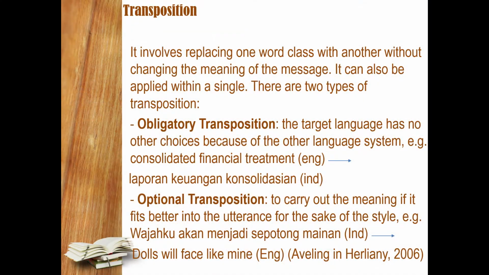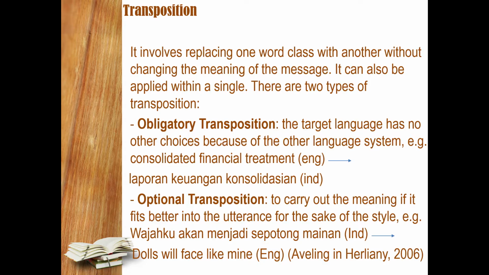Okay, number 4 of the procedures of translation is transposition. Transposition is a translating process which involves replacing one word class with another without changing the meaning of the message. The transposition can also be applied within a single language. There are 2 types of transposition, namely obligatory transposition and optional transposition. A procedure of translation is called obligatory transposition when the target language has no other choices because of the language system. And the example for this type is the phrase consolidated financial statement in English. This is from the terms in economics, and it is translated laporan keuangan konsolidasi.